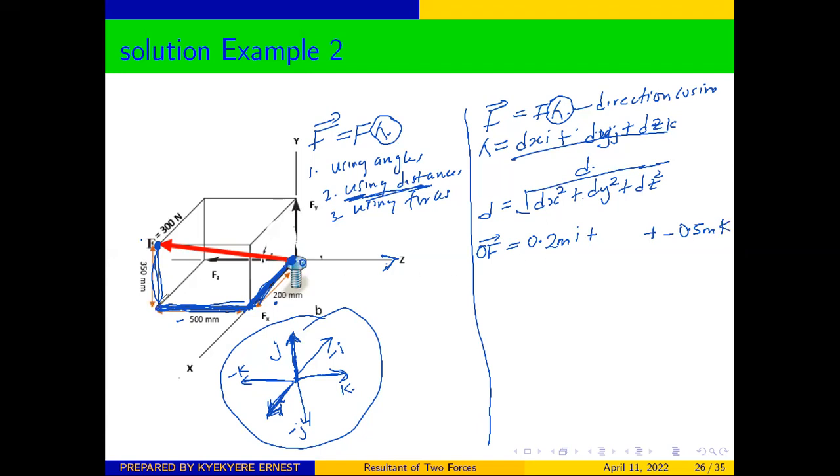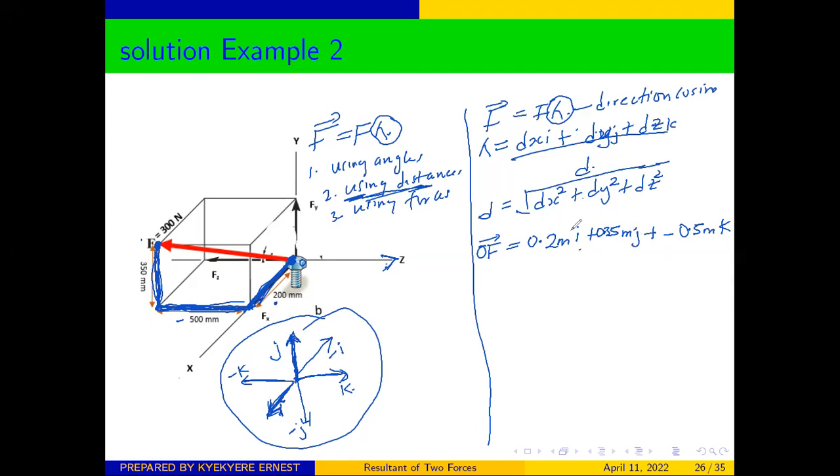Then from here, we are going to move up before we can get to point F. And anytime we are moving up on the y-axis, it's positive. So our distance there, when we change this to meters, will be 0.35 meter J. That one will be positive.